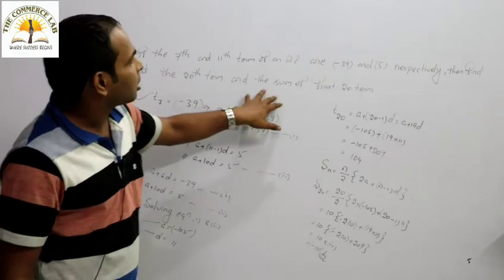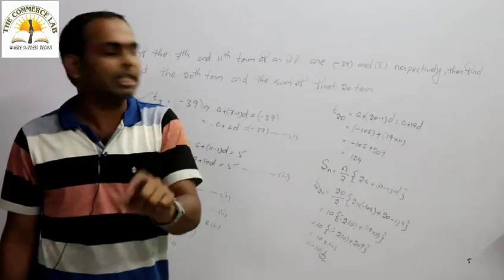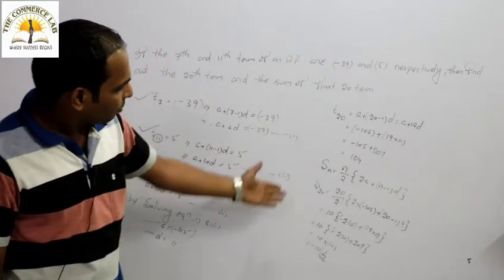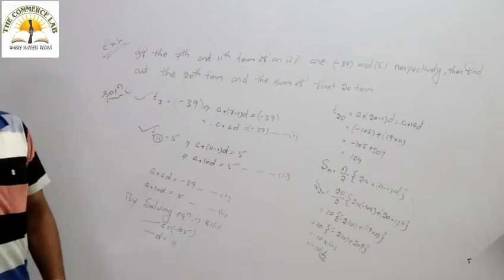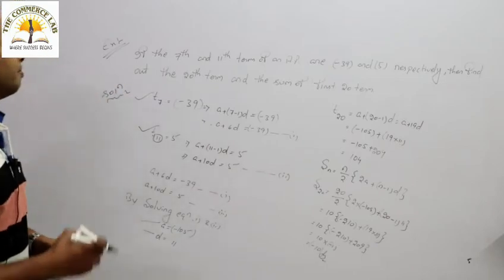Then the sum of the first 20 terms, that means Sn. Here n is equal to 20, that means S20. Then by putting the values in the formula, we will find the answer is minus 10. So this is all about the first question. Then come for the next one.